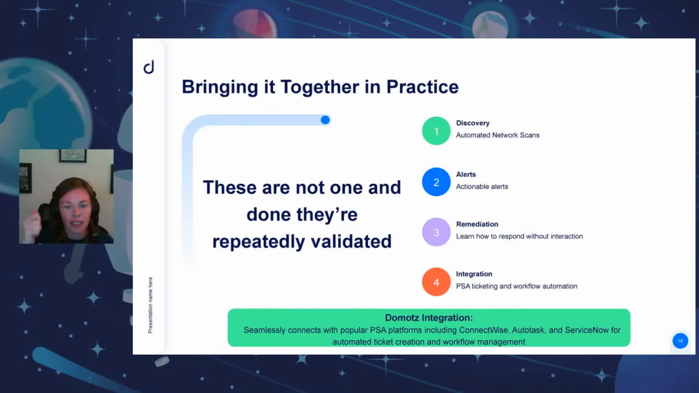So bringing it together: discover, ongoing, alerts, actionable only. Make sure you have actionable alerts. Reporting is different than alerts, right? You can absolutely use your reports. Use an AI tool to help you with those reports so that you understand them. Remediation, make sure that you understand how to respond, right? Are there things that you can do within the tools that you have that can respond for you and be validated because the alert would then reset accurately? So these are the things and how they go across. Integration, use your PSA ticketing, use workflow automation.